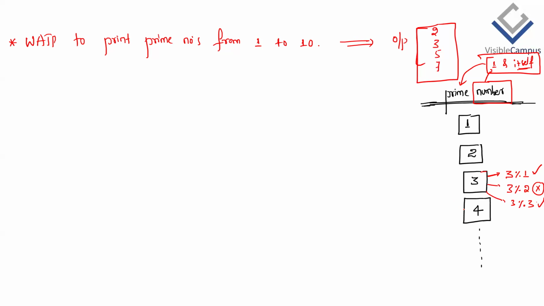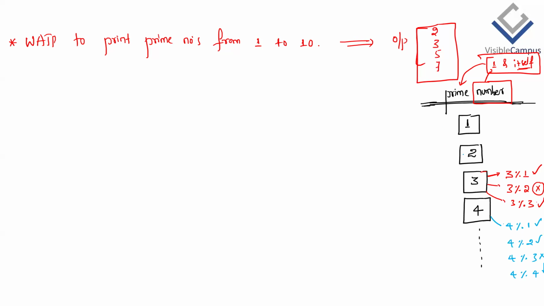Similarly, if I take 4, then 4 has to be divided by what number to start with? First with 1 only. Then 4 is checked with 2, the next 4 with 3, the next 4 with 4 also. In this process, how many times is it true? 3 times true, 1 time no. Then is it a prime number or not? It's not a prime number.